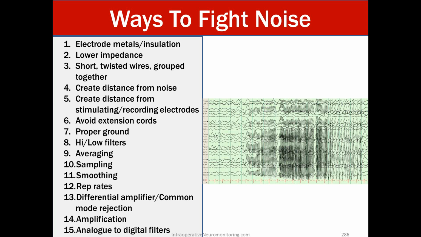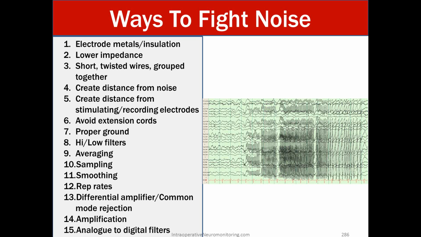The twisted wires, we'll see in a little bit, but those are much better at seeing extraneous sources as similar, so our equipment can just get rid of it. And same thing when we group it together. So whenever we have wires, we want them as closely wound together as possible. We can create distance from noise. We're used to doing that, especially people that use their head box on the table. Sometimes that doesn't work out and they've got to put it back towards them a little bit or place it on the ground or whatever to get away from that noise source.